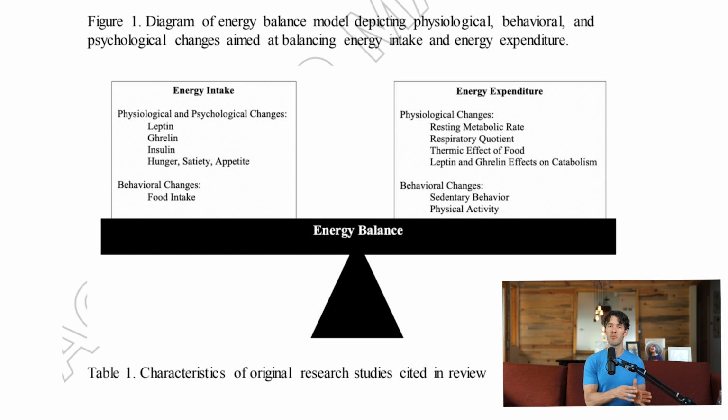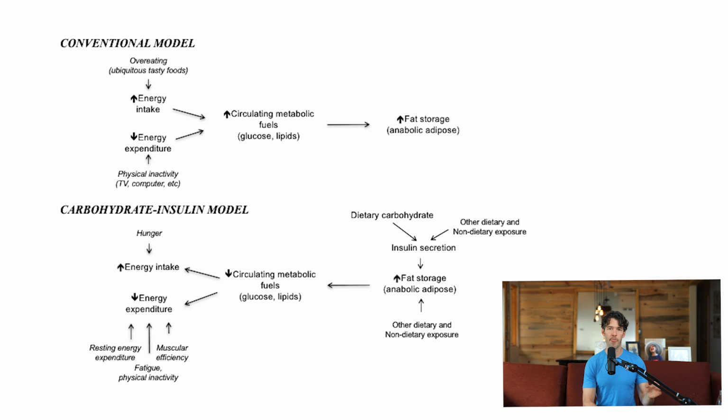Then the other model to explain this rapid increase in obesity throughout the world, and namely here in the US as well, is the carbohydrate insulin model of obesity. And the tenets of this model have been well characterized by David Ludwig, Walter Willett, Jeff Volek, and other scientists.